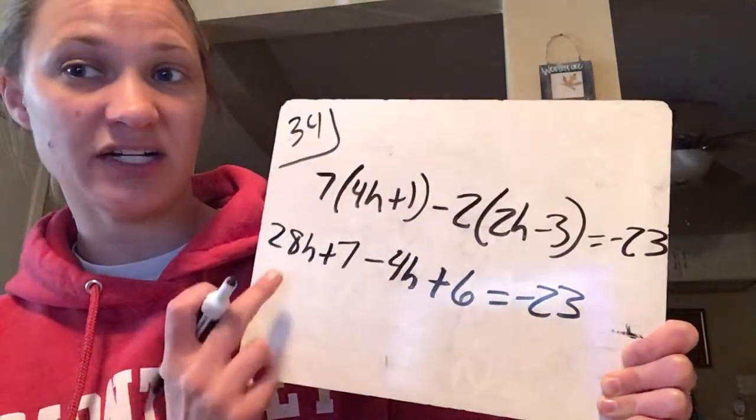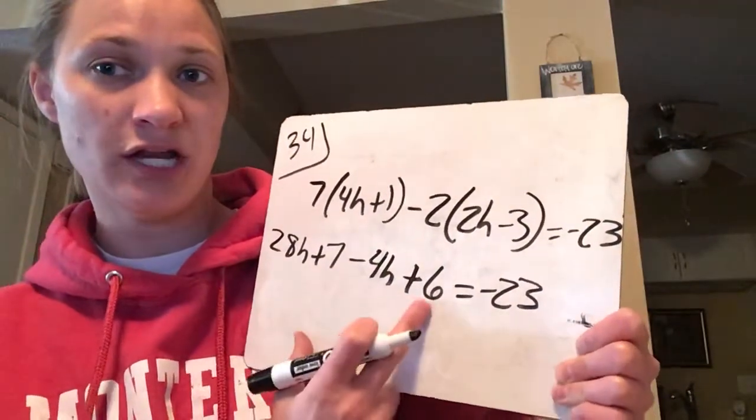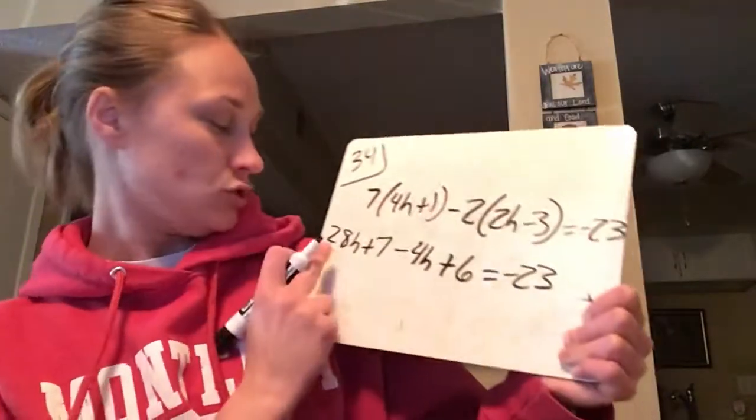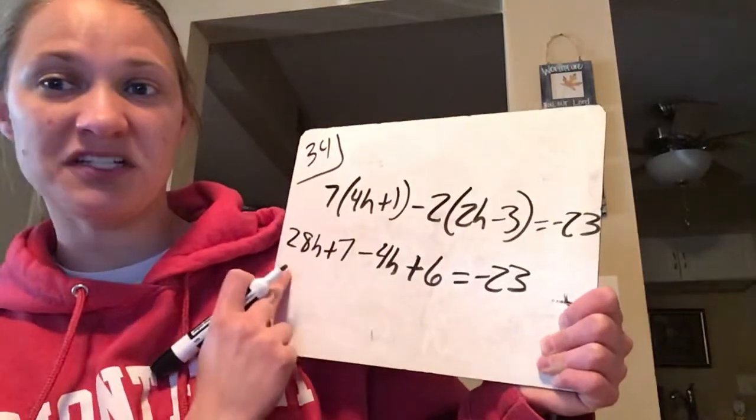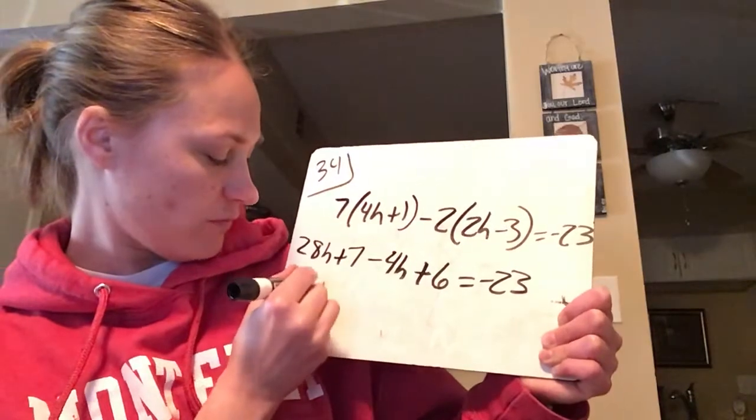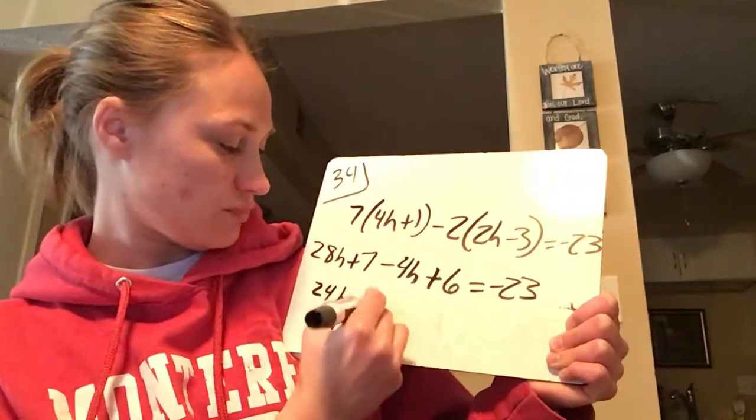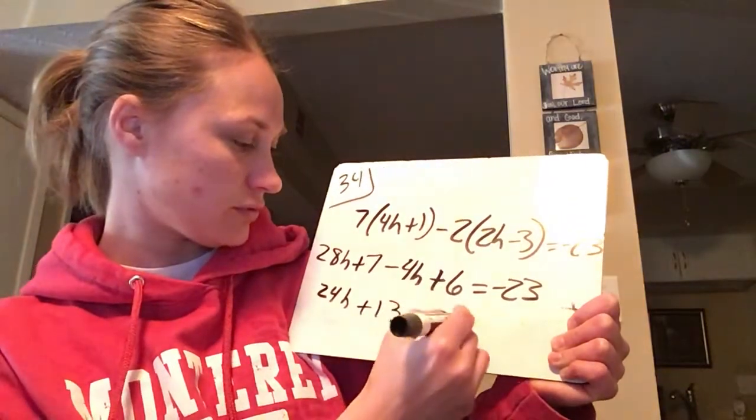Then I'm going to combine like terms. I have an h and an h on the same side, and then I have number and number, just constants. So 28 minus 4, I'm getting the positive 28. I'm taking the sign right in front to say minus 4, and we get 24h. I got a positive 7 and a positive 6, so I'm going to say plus 13 equals negative 23.